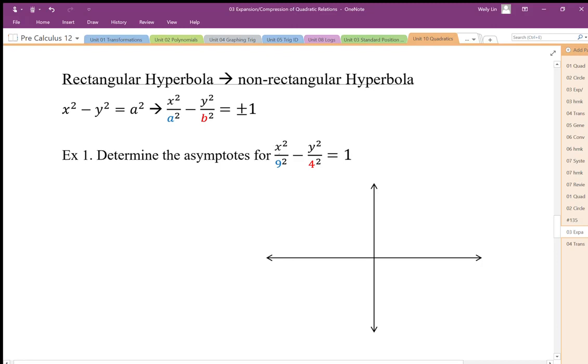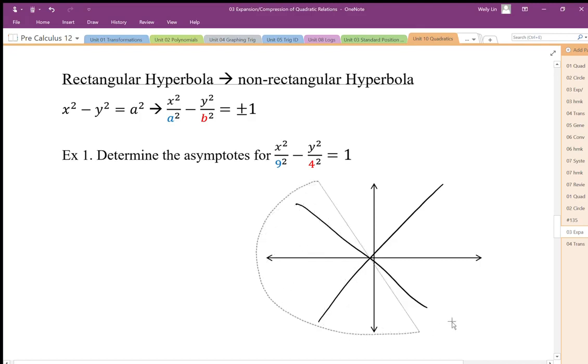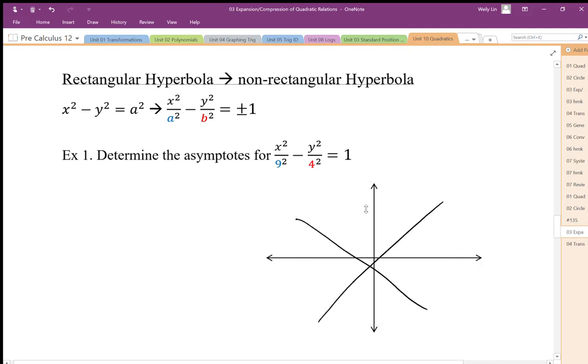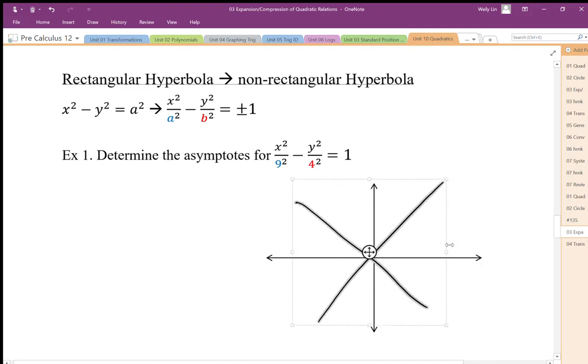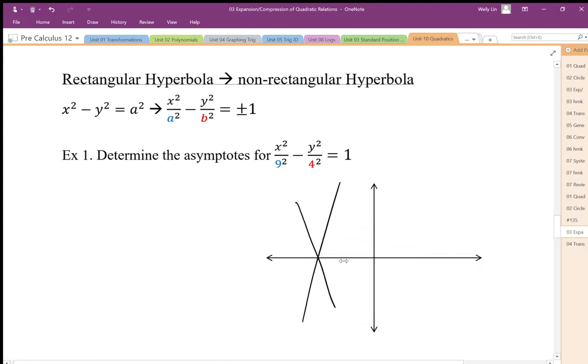Now what's going to happen is, if I have a hyperbola with x and y, my asymptotes like that, if I compress vertically, I change the slope. If I compress horizontally, I change the slope. Essentially, my compression and expansion are going to define the slopes of my asymptotes. So let's work this out.